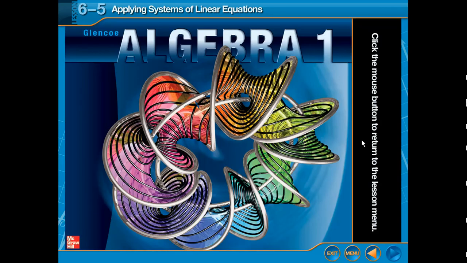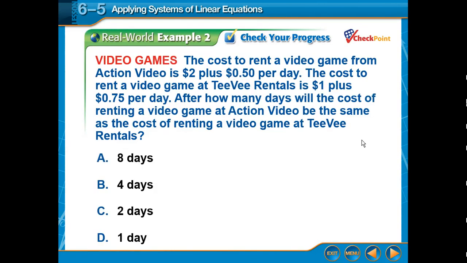And that is section 6.5. Here's an extra practice problem.